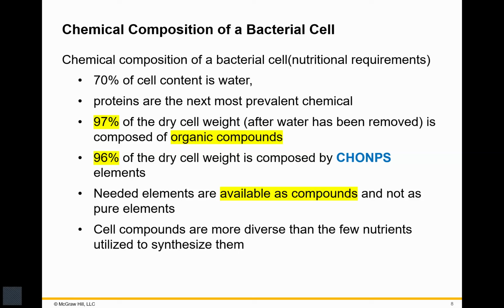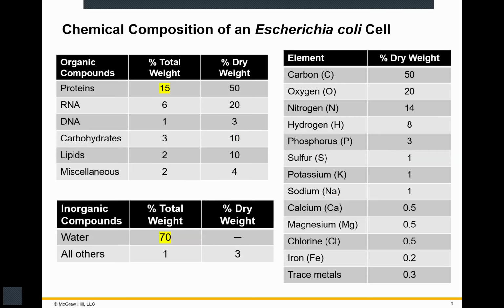A typical bacterial cell is composed of 70% water in its cell content. Now, if you have the dry cell weight, about 96% of the dry cell weight is composed of the CHNOPS, which is carbon, hydrogen, oxygen, nitrogen, phosphorus, and sulfur. And this highlights why these elements are needed and must be available for use to help support the cellular composition of these microbes.